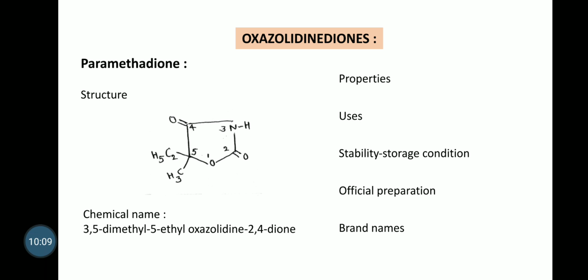Official preparation: paramethadione tablet, which is official in your IP. It is a stable compound, therefore stored in well closed containers. Brand name: Paradione. Now see, in trimethadione you can remember one brand name, that is Tridione. You have to remove the word metha, and Tridione is the brand name. In paramethadione, again remove the word metha, and the brand name will become Paradione, that is the brand name or trade name.